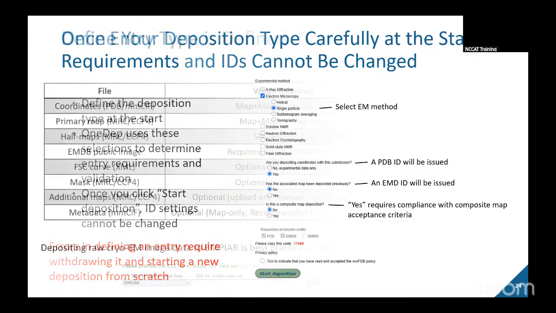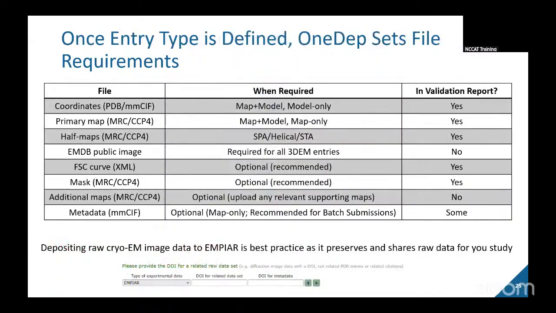Once you've made the choice, OneDep will set the minimal file upload requirements to prevent an incomplete submission. If your entry includes a model, you can upload the coordinates either as a PDB file or mmCIF. An EM entry will always have a primary map associated with it. If you're depositing an EM model-only entry, you must link it to a previously deposited map. All EM entries require a public image. Only some EM entries require half maps: single particle, subtomogram averaging, and helical, because they are used during validation.